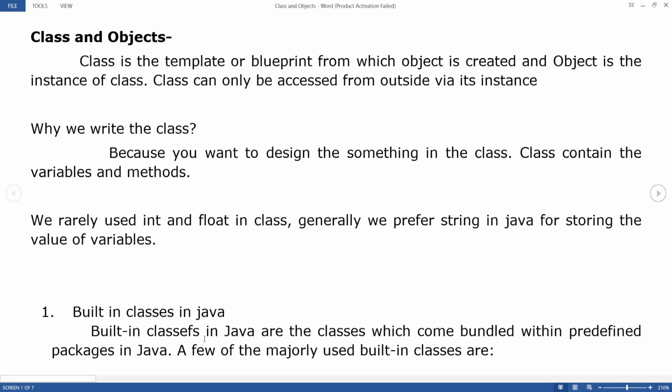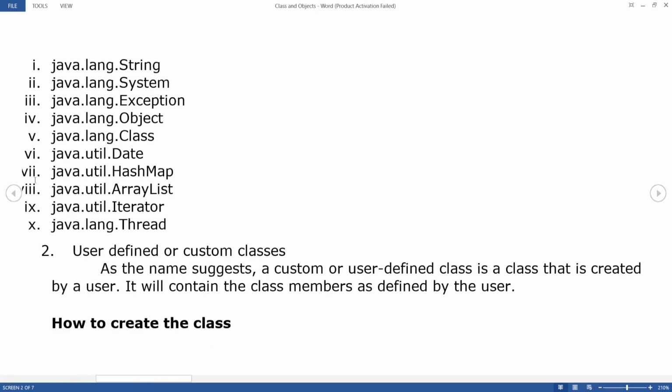Basically, built-in classes in Java are the classes which come bundled within the predefined packages in Java. There are two packages. First one is the java.lang package and second one is java.util. The java.lang package contains 6 inbuilt classes and java.util contains 4 default classes. In java.lang you can see there are String, System, Exception, Object, Class, Date, and the last one is Thread. And in util we can see there are 4 classes: Date, HashMap, ArrayList, and Iterator. We will understand these classes in the upcoming videos.